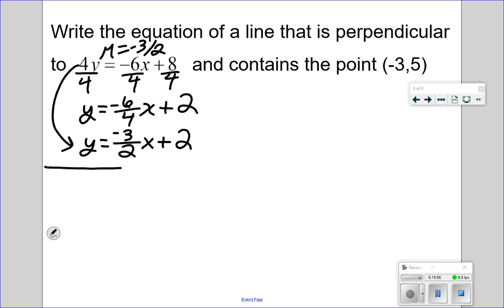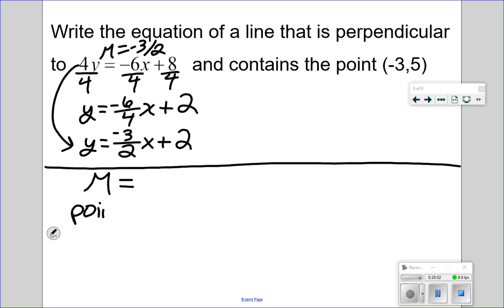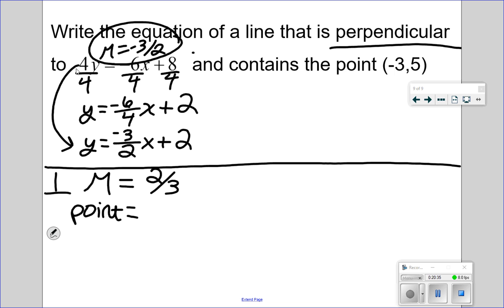Now I'm going to go ahead and cross that line out like I told you to. And I'm going to write the information that I need, my slope and my point for the line I am trying to write. I'm trying to write an equation of a line that is perpendicular to this line. Perpendicular to something that has a slope of -3/2. So the perpendicular, that's the symbol for perpendicular, by the way, the slope of a perpendicular line should be the opposite reciprocal. So my line I'm going to write an equation for is going to have a slope of +2/3. That's the opposite reciprocal of -3/2.